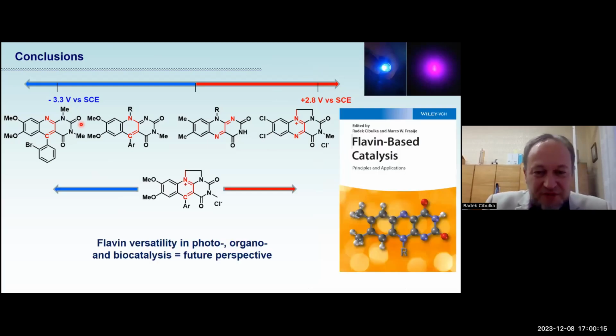We also found that we can have a species which is really both oxidizing and reducing. And for the future, we are thinking not only to combine photocatalysis in oxidative and reductive chemistry, but also we can use flavins as organocatalysts and biocatalysts, of course, because you can also use enzymes directly as strong oxidizing and strong reducing agents.